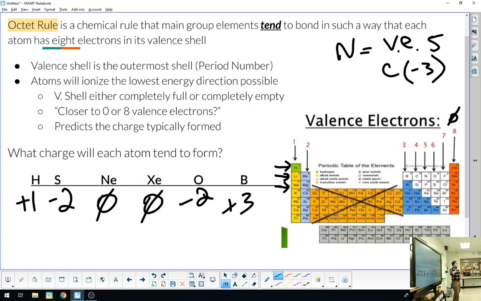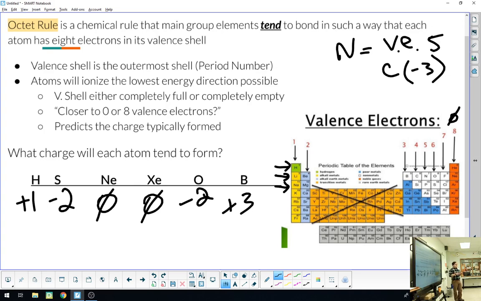Hannah, what's your question? So like with boron, even though it's 3, and it would probably get rid of 3 electrons to become positive, will it ever try to gain them to become 8? It can, but it takes a lot of energy. Okay. What does it tend to do? What is the easiest state?